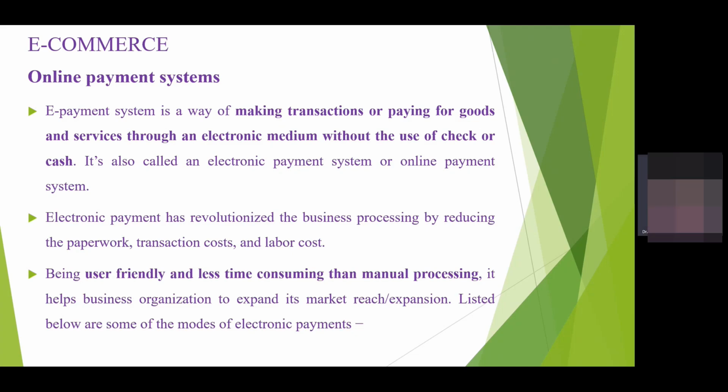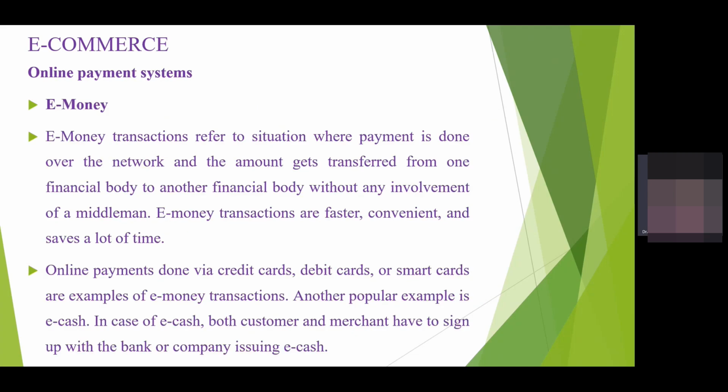There are many different types of online payment systems. The first one is e-money. So an e-money transaction refers to the situation where the payment is done over the network and the amount gets transferred from one financial body to another. That is, whenever you're buying something, you're making a payment. Let's say you're buying something from a particular shop. In that case, you may be using PhonePe or Google Pay or anything. In that case, money will be transferred from your bank account to their bank account. So that is how e-money works.